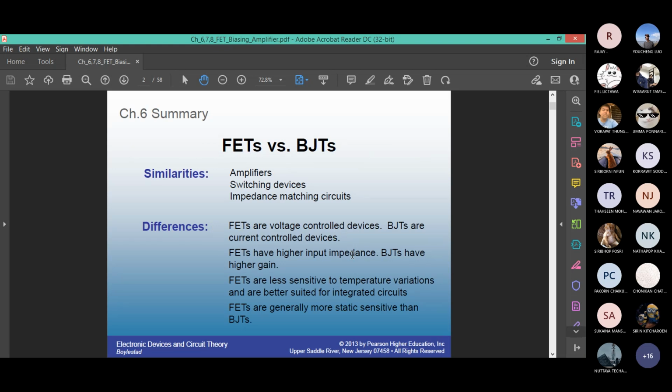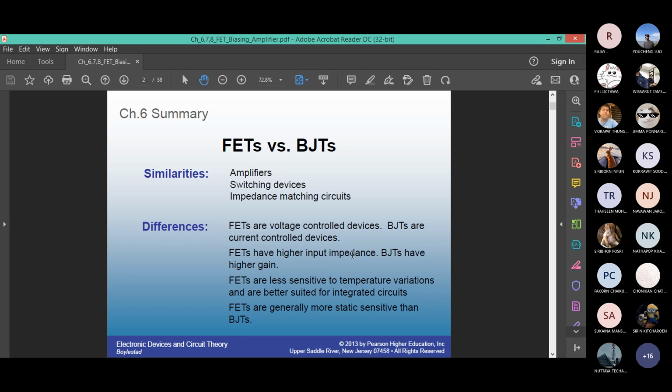In some ways, the FETs and BJTs are similar. For example, both are amplifiers, both can be used for switching circuits, and matching impedance from one stage to the other. But the major differences are below, as shown on the screen. BJTs are current control devices. We can see that from the equation IC equals beta IB, so the collector current is a function of the input base current. It is driven by the current.